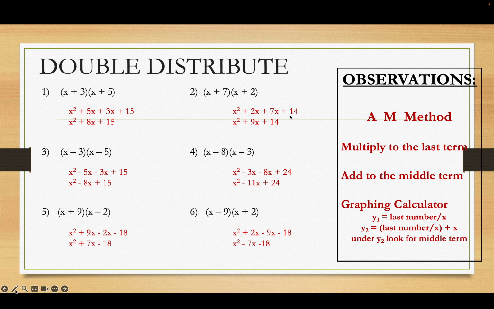For number 2, it's what 2 numbers AM add up to 9 but multiply out to 14. You should put your first focus on the multiplying because it eliminates possibilities quite quickly. And that would be 7 and 2. So I get x plus 7 times x plus 2.